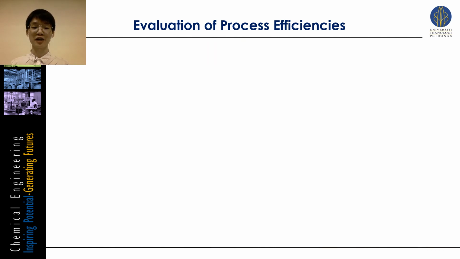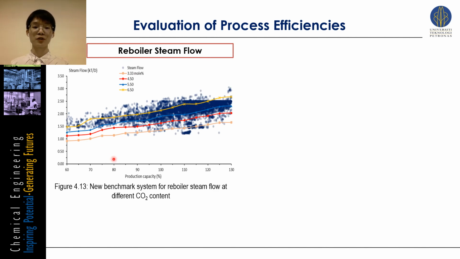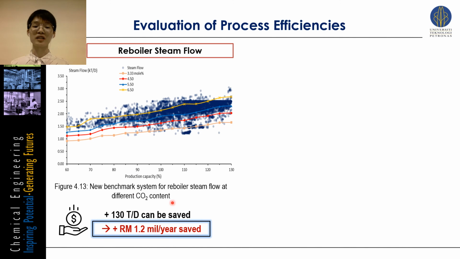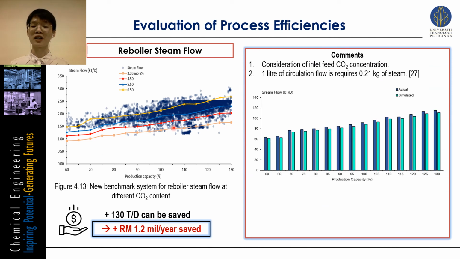Next, let us look into the second unit, which is the reboiler steam flow. So here I present you the new benchmark system for the reboiler steam flow, and it is similar to the circulation flow, for which the CO2 variations are considered. After implementing this new benchmark, it is determined and calculated that 130 tons per day can be saved and turned into money saving. Around 1.2 million Rm per year can be saved. How about in terms of the efficiency for this reboiler? Through calculation, it is determined that there is a reduction of only around 4% in the efficiency of the reboiler.